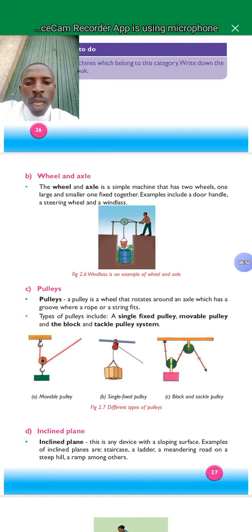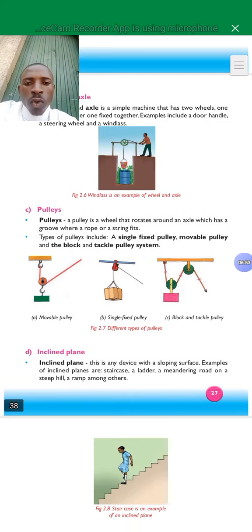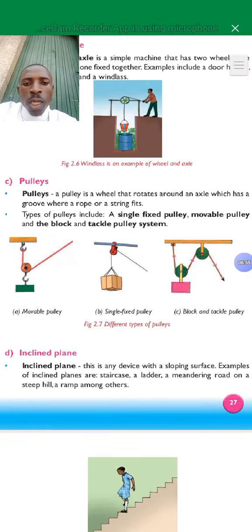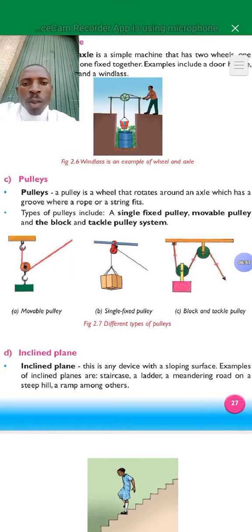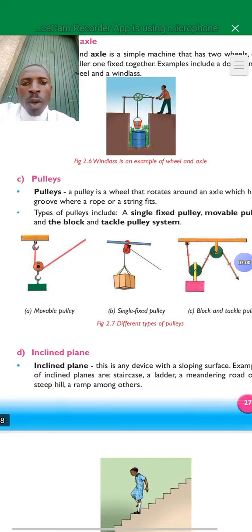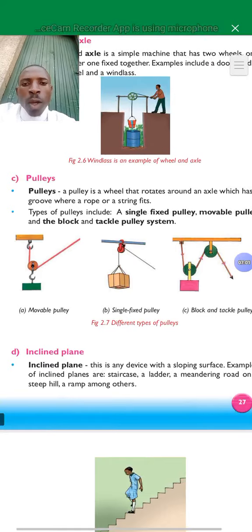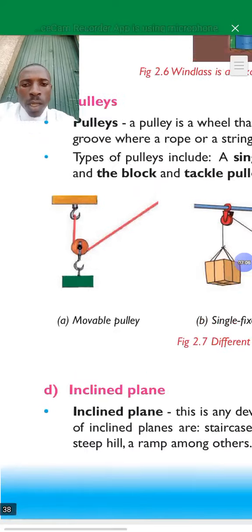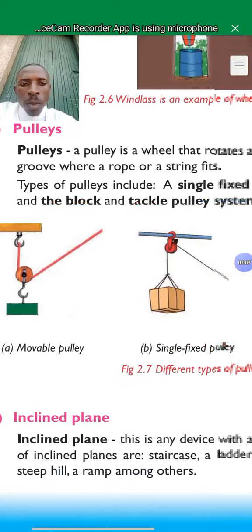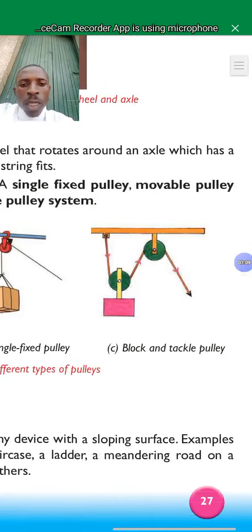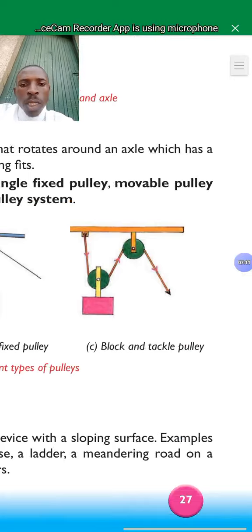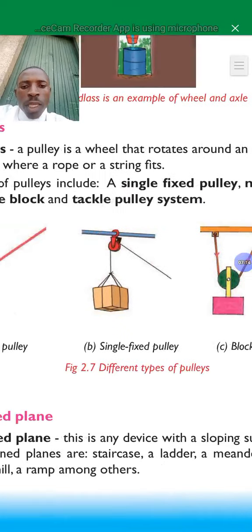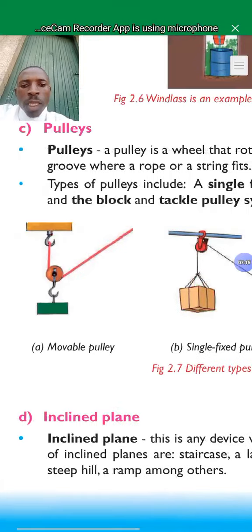There are 3 types of pulley as shown on this diagram. The first is the single fixed pulley, then the movable pulley, and the block and tackle pulley system. As you see, this is the diagram that shows the various types of pulley as described by these images and diagram. This is the block and tackle pulley, this is the fixed pulley, and this is the movable pulley.